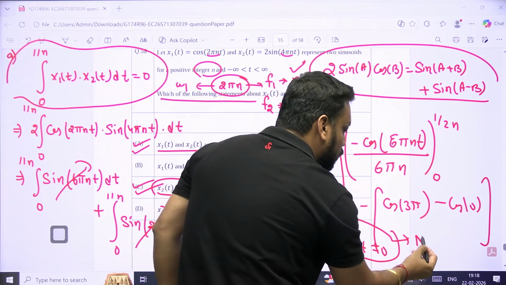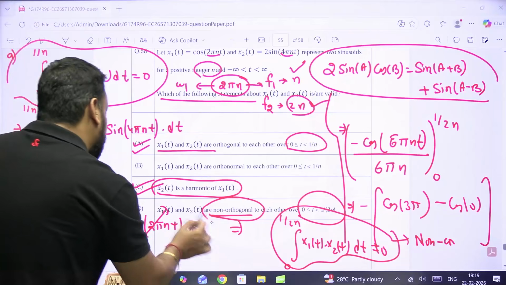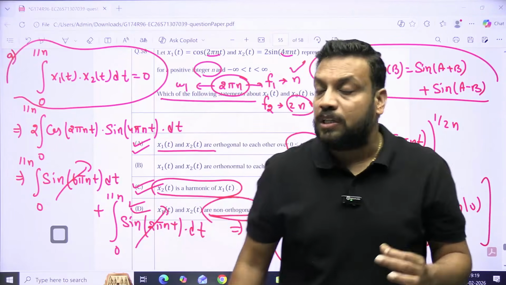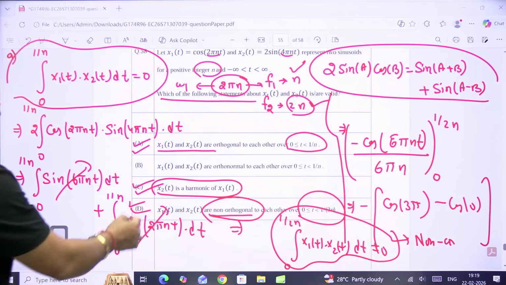Not equal to 0 means non-orthogonal for this limit, and exactly, it is written non-orthogonal, which means option D is also correct. So this MCQ question: A, C, D are definitely correct. Now let's also check option B.